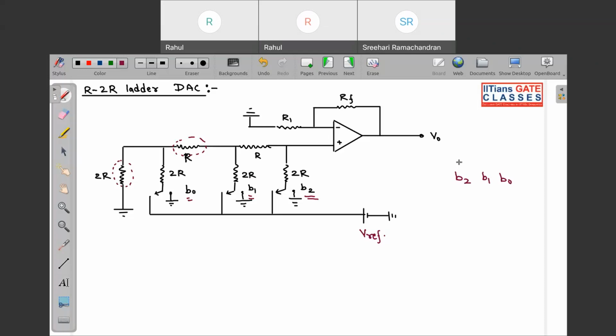See, look over here. This B2, whatever current is flowing, it is getting the least resistance path, only a single 2R. But look over here. If this is connected over here, it is facing many resistance paths from here to here. So this is your LSB and this will be your MSB. So in your R2R ladder DAC, remember the switch that is nearer to your op-amp will be MSB, and the switch that is farthest from the op-amp will be your LSB.